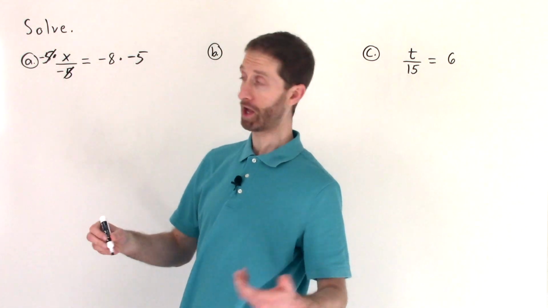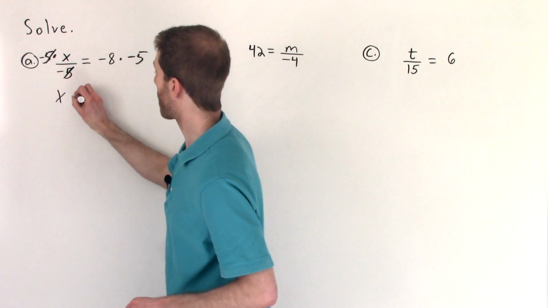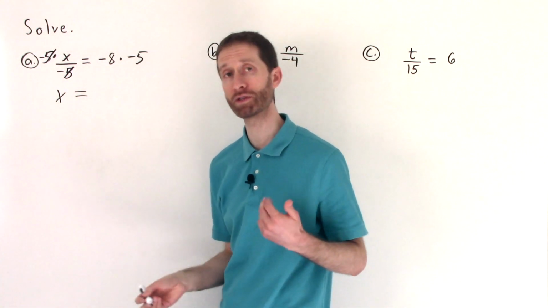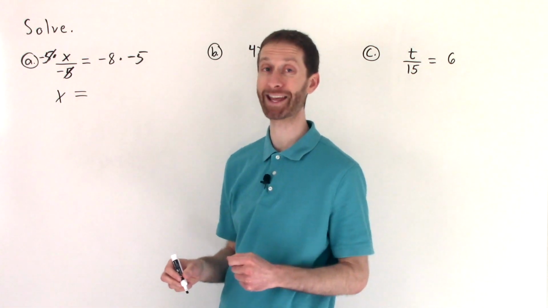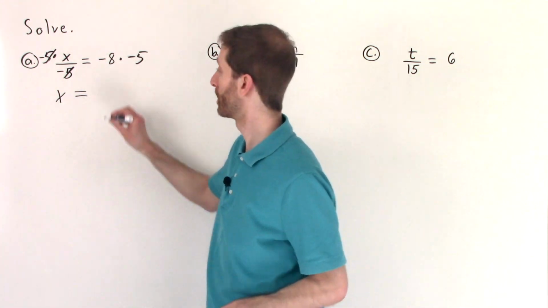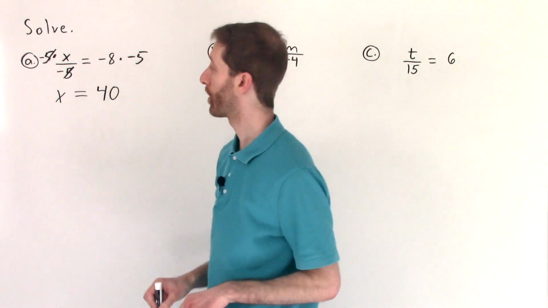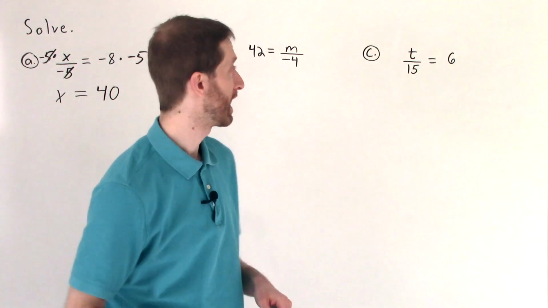So I'm left with x on the left side. And on the right side, now I can focus on the simplification. -5 times -8 is a positive 40. And we'll go back to that one to show how to check these answers.